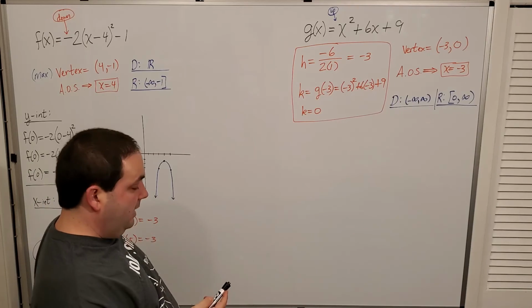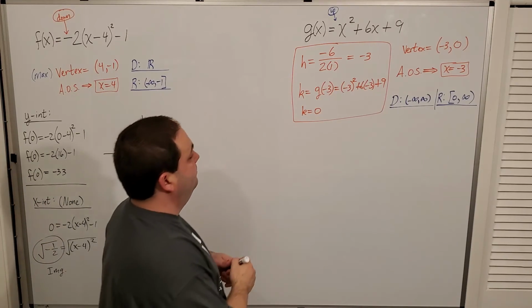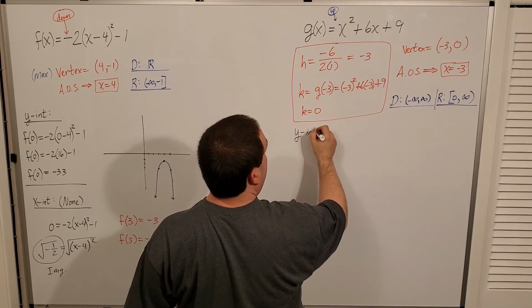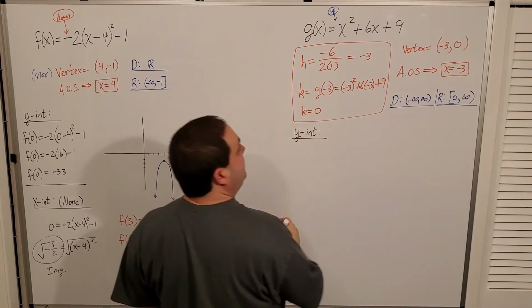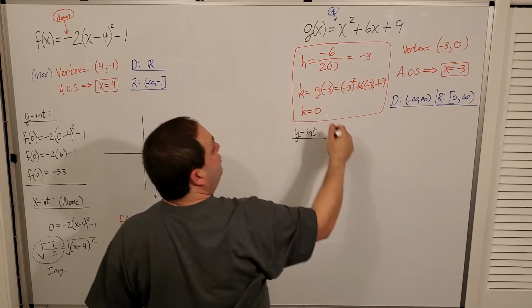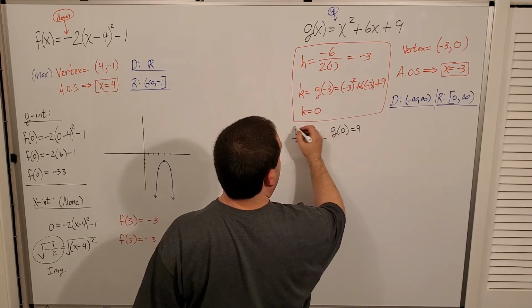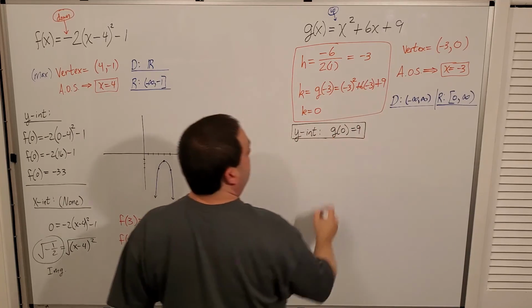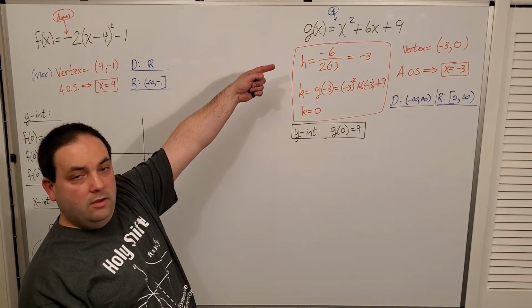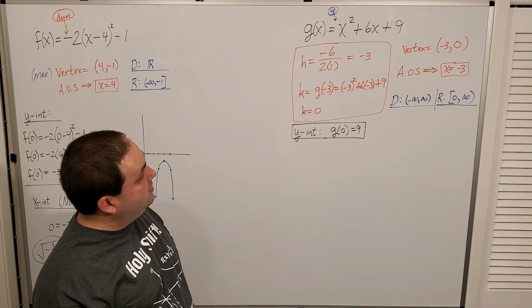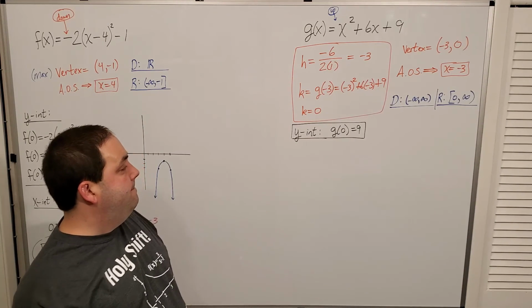And then let's talk about intercepts, right? My y-intercept, in this case, is a quick plug-in, right? g of 0 is 9. Right? In general form, just plug in 0, and 0 plus 0 plus 9 is 9.